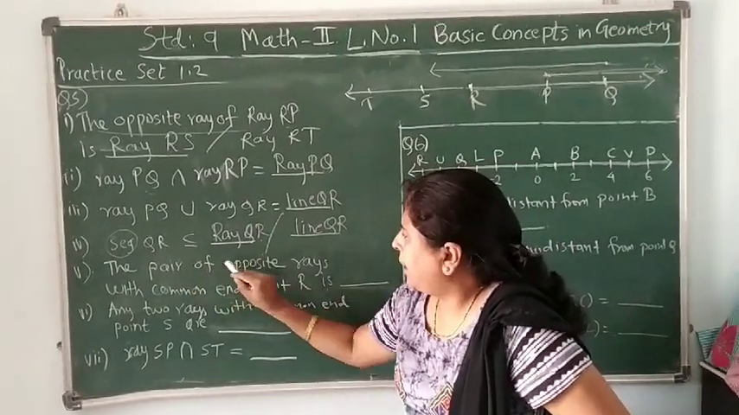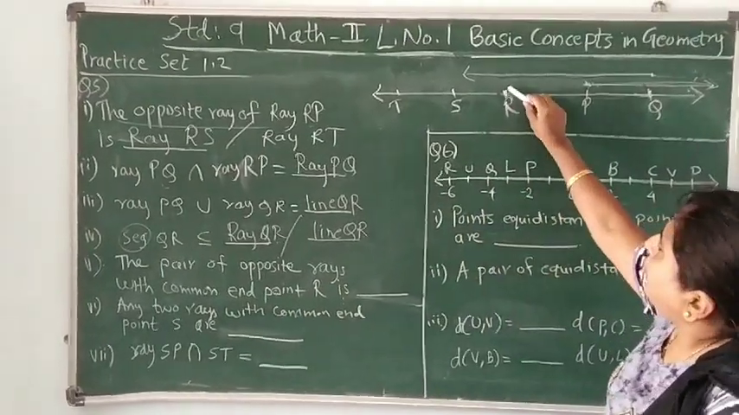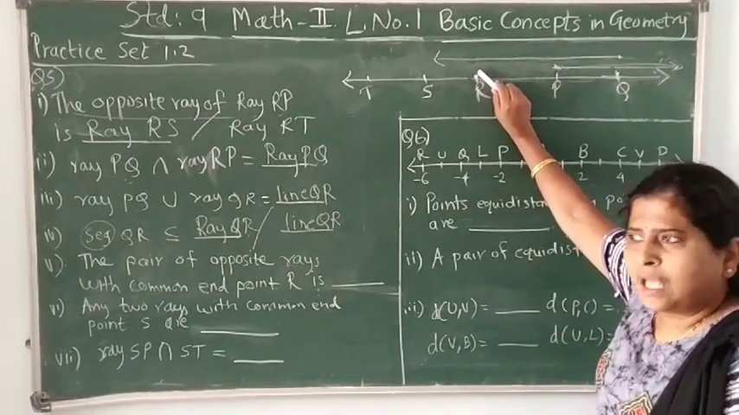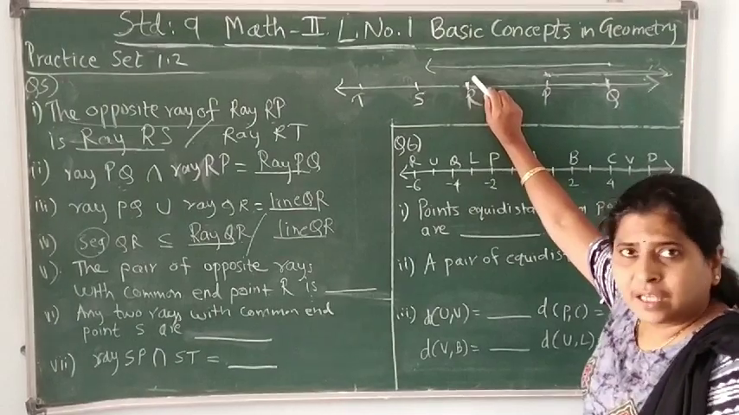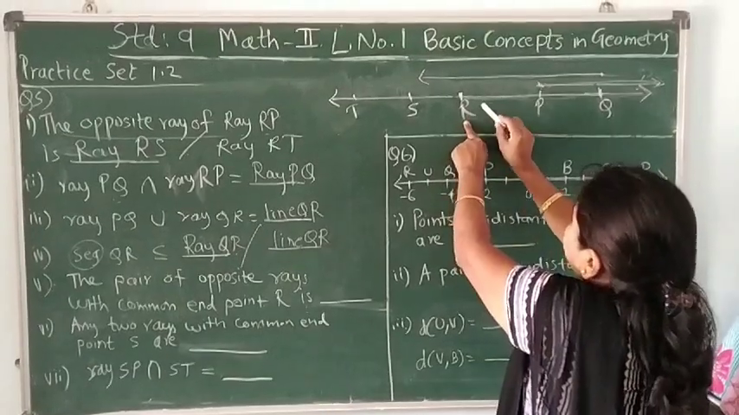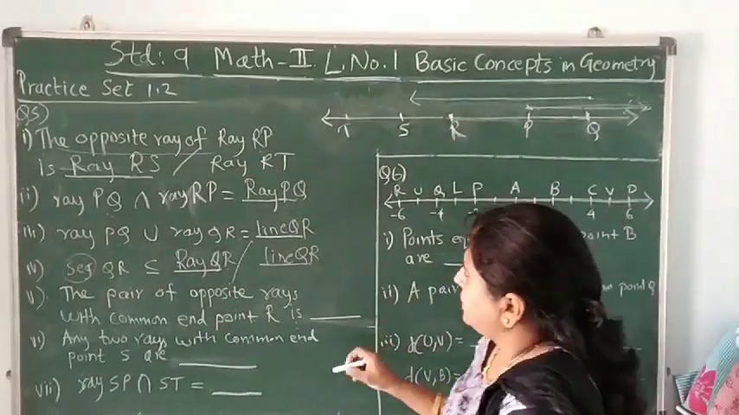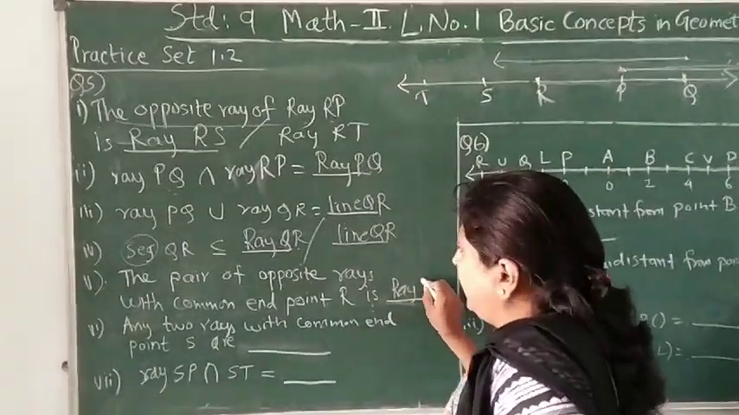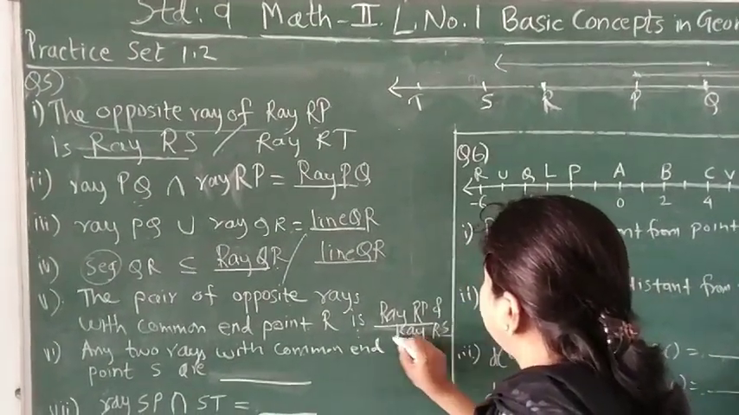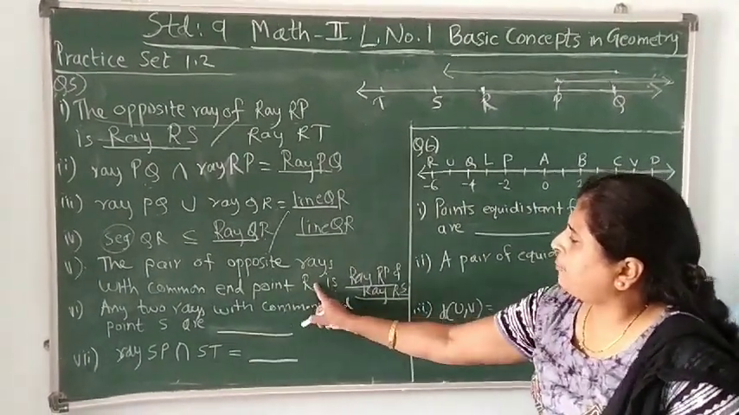Now what is the next? The pair of opposite rays with common endpoint R. This is the common endpoint R and we want opposite rays. So these two rays should be on the same line but in opposite directions, starting with the same point. So if you take R first, starting with R and going towards the right, say ray RP, the other can be ray RS. Your answer can be ray RP and ray RS. This can be your answer for opposite rays with endpoint R.